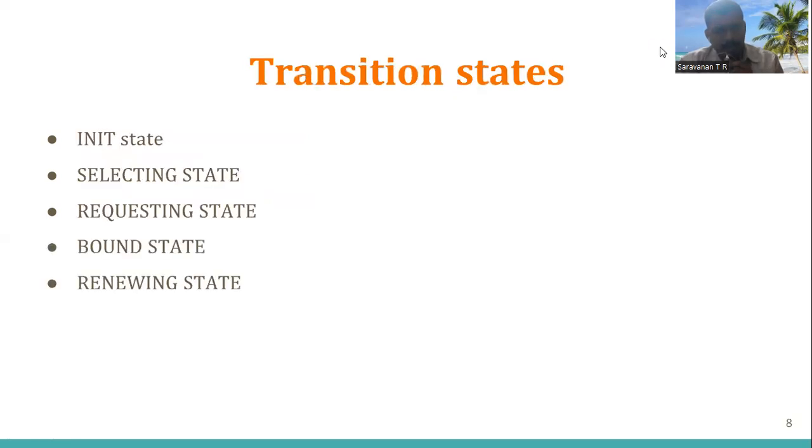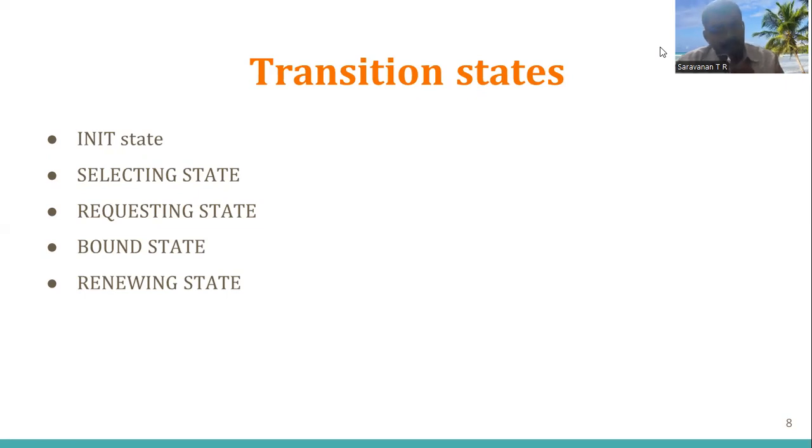Next one is transition state. In the initial state, a client initiates by sending a DHCP discover message. In the selecting state, the server offers a DHCP offer message. And the client has to select one of the offers. Requesting state: until you see the acknowledgement, the client is in requesting state. Till the server allocates the IP address, that client is going to be in requesting state.